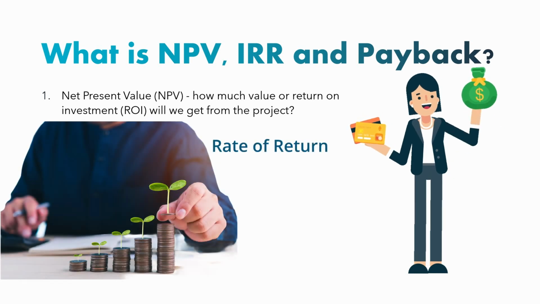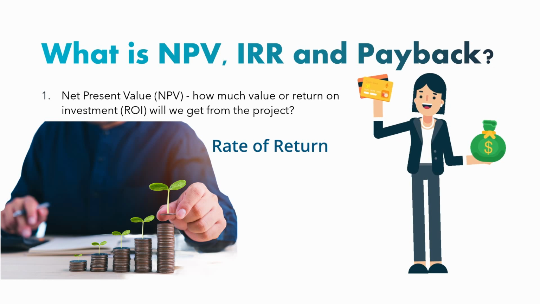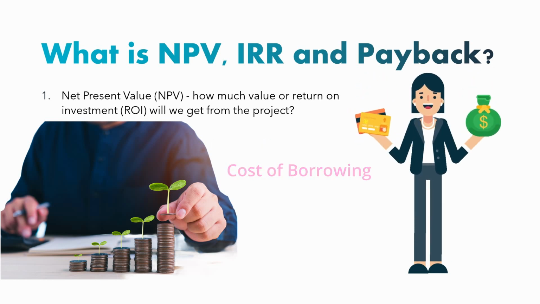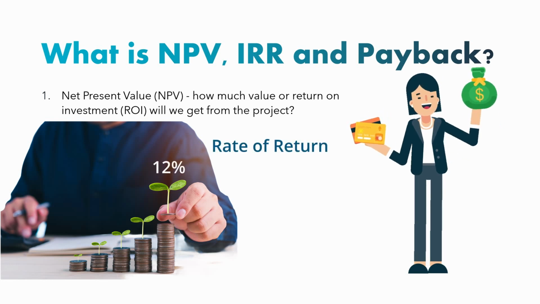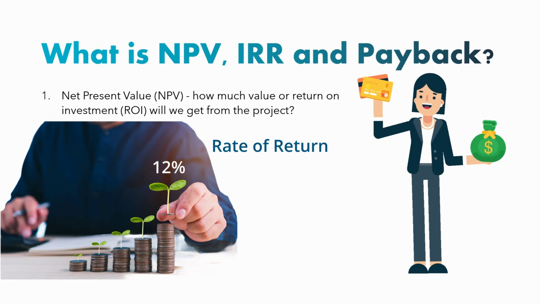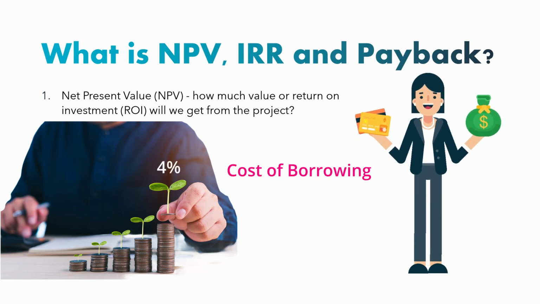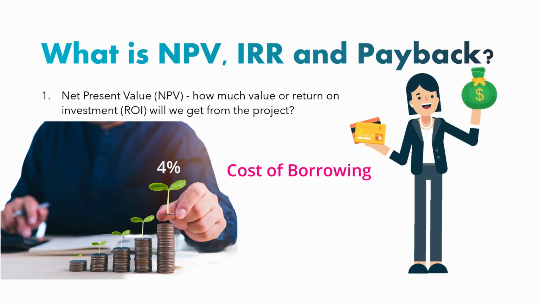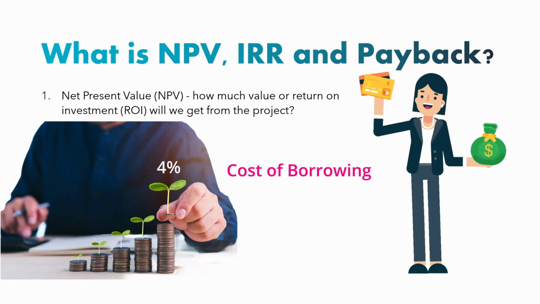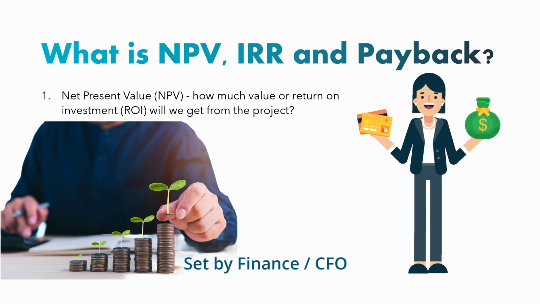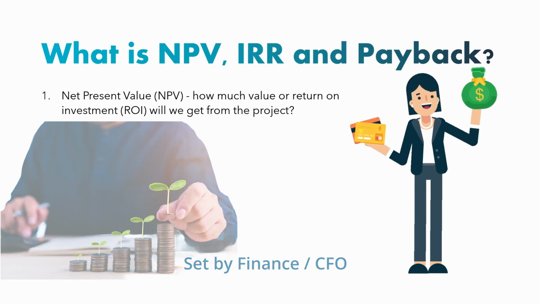It's the rate of return that the investors expect on their investment, or the cost of borrowing money. So if shareholders expect a 12% return, that is the discount rate the company will use to calculate NPV. If the firm pays 4% interest on its debt, then it may use that figure as the discount rate. With this in mind, the rate is set by the finance function within your organisation.